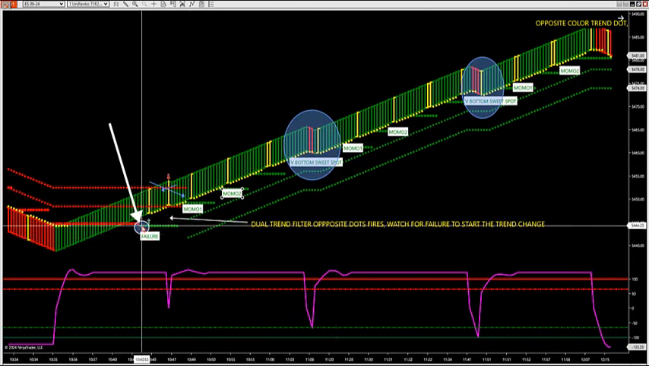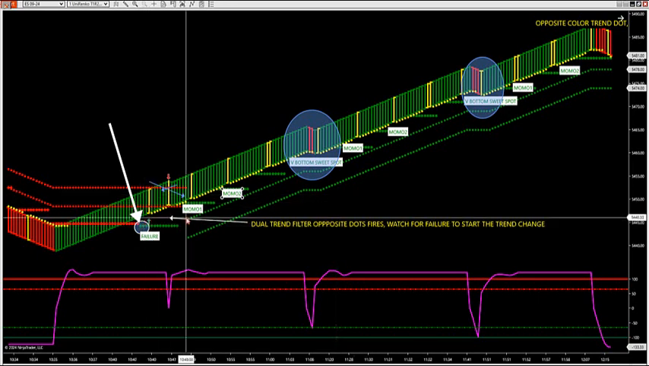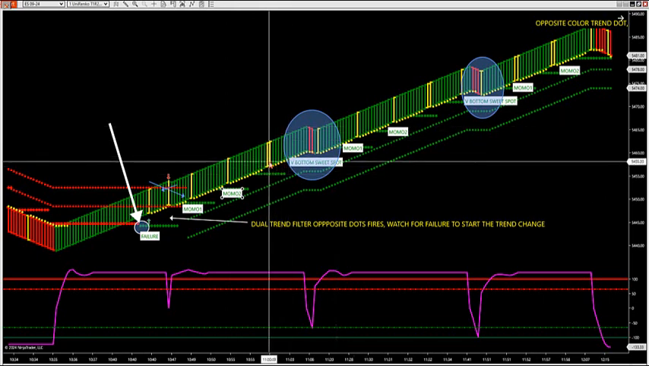Let's go to fill after an opposite color dot comes in. We go green, red, green, looking for a failure. That gets the market moving. You got a shot at the first MoMo. You don't want to take it more than the second shot. That's your third shot. These are late in the tooth. You want to avoid these. But then we get a V bottom.